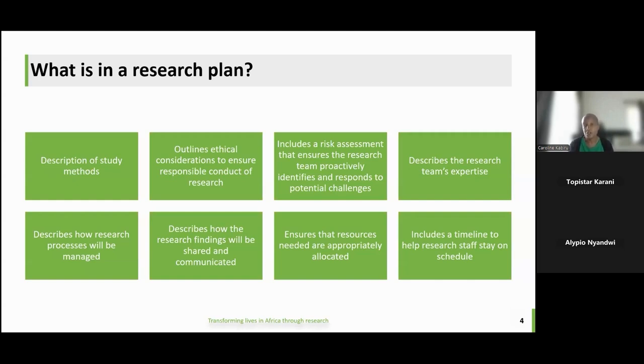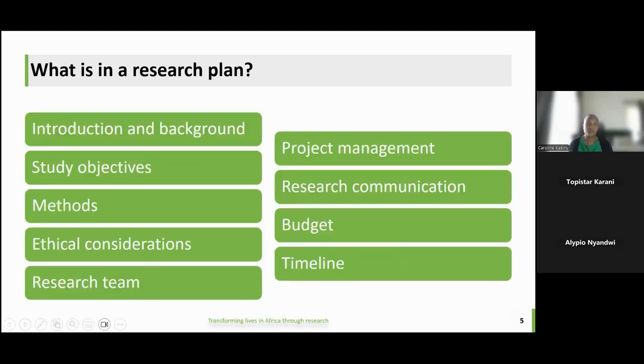And then also it ensures that resources needed are appropriately allocated and identified. And then it includes a timeline so that the research staff can stay on schedule. But if it's for a proposal, you're really showing that you've thought through the timeline that it will take to implement the project within the project timeframe. So what is in a research plan very much mirrors what might be in a research protocol that you're submitting for ethics approval. But also when you're developing a proposal, you'll probably speak to each of these aspects.